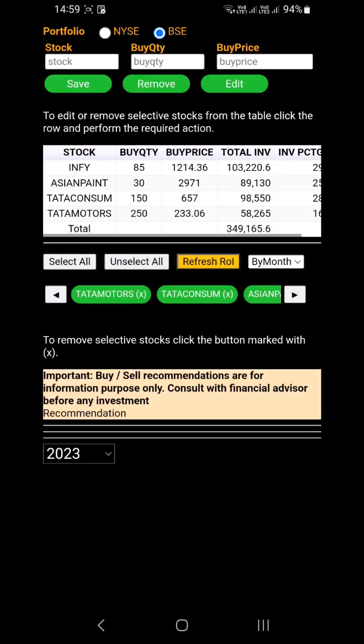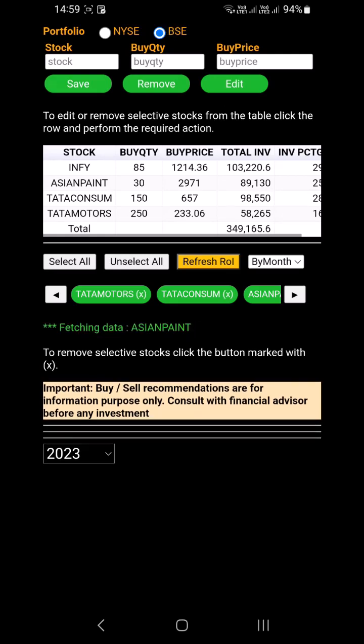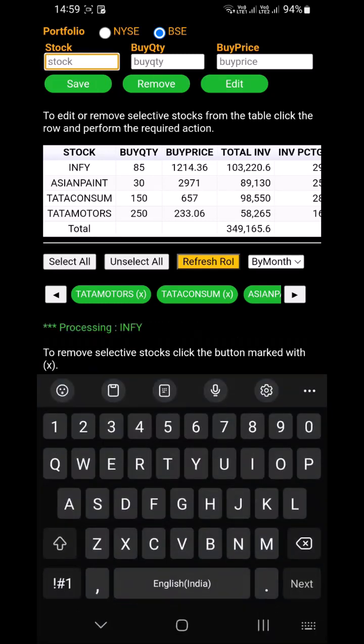Here's a screen you will see on launching the app. To create a portfolio of stocks, you can choose between NYSE or BSE. The BSE option is the default selection. Input the name of the stock, the number of shares purchased, and the purchase price in the relevant boxes. And then press the Save button.